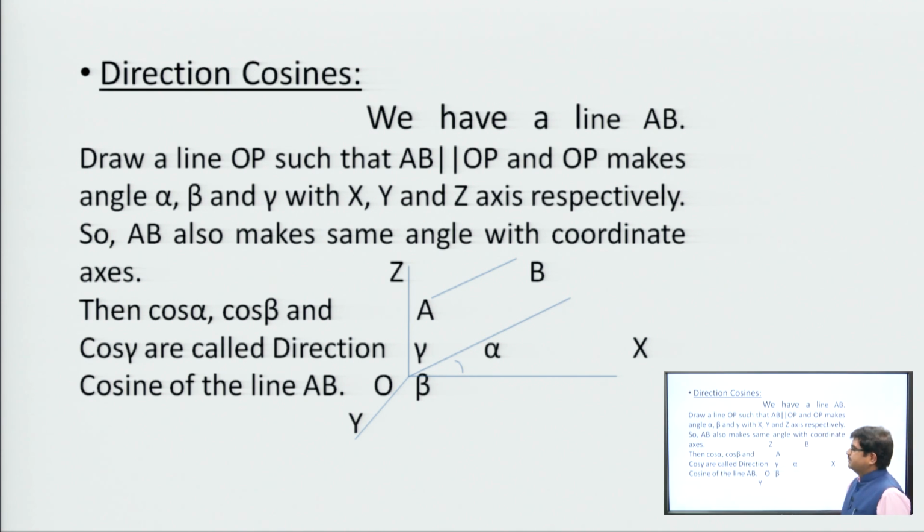Direction cosine, the definition of direction cosine: we have a line AB in the 3 dimensional x, y, z axes. We take a line AB, then we draw a line OP parallel to AB, making an angle alpha along the x axis, beta along the y axis, and gamma along the z axis. Then cos alpha, cos beta, cos gamma are called the direction cosines of the line AB.